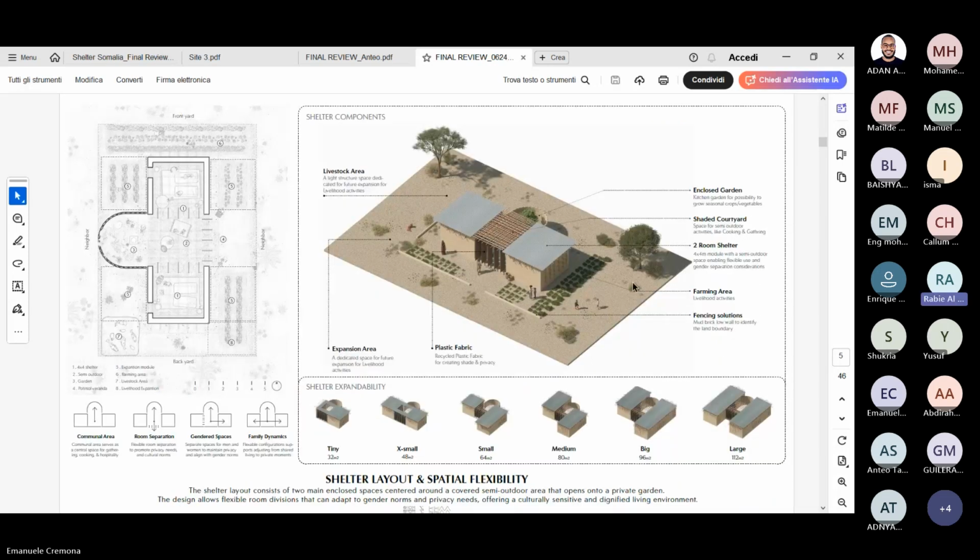The shelter layout consists of 2 main enclosed spaces, with living spaces centered around a covered semi-outdoor area that opens into a private garden. The design allows for flexible room divisions that can adapt to gender norms and privacy needs, offering a culturally sensitive and dignified living environment. Next slide.